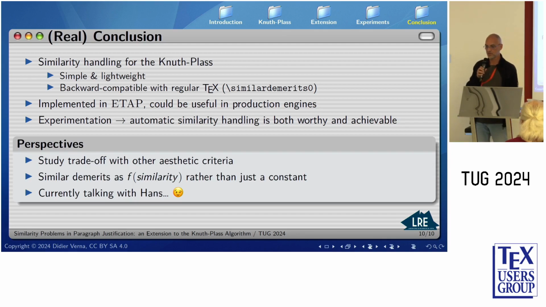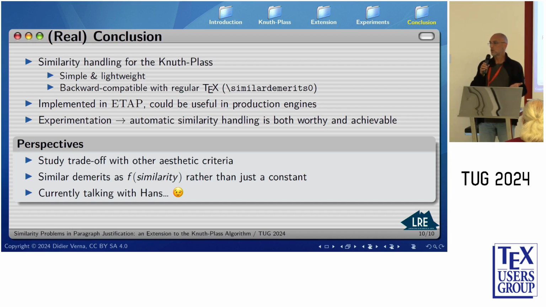So just to finish, 30 seconds on the perspectives. The next step of these experiments is to study the trade-offs between similar demerits and the other aesthetic criteria. In how many situations is it worth finding an alternative layout? The French typographer to whom I showed the first example said to me it's stunning. So he actually prefers the solution that was found with my extension for multiple reasons, but I won't go into the details. So there is hope that automatic treatment is not only possible, but also gives you better results in the eye of a typographer.